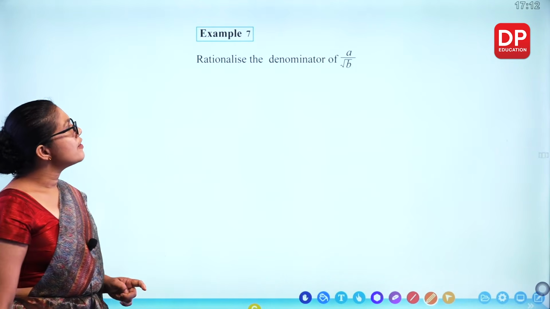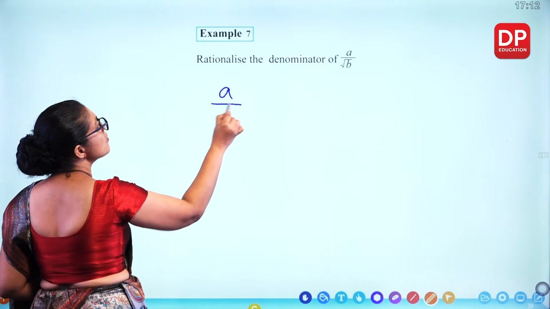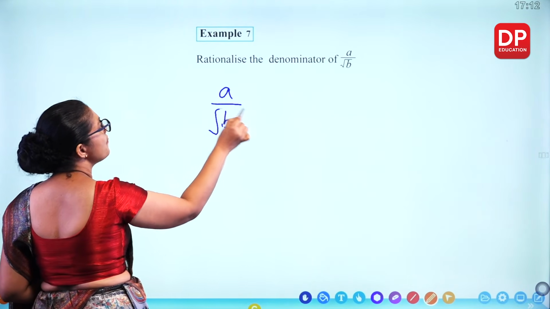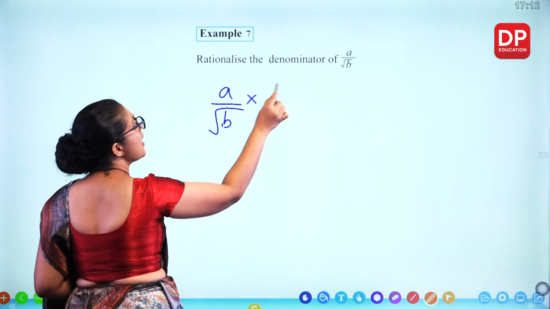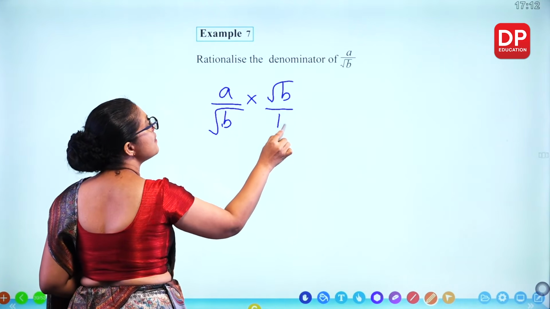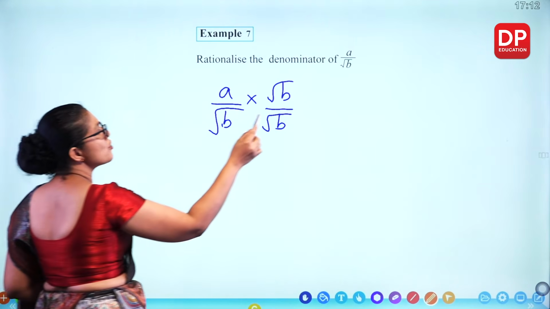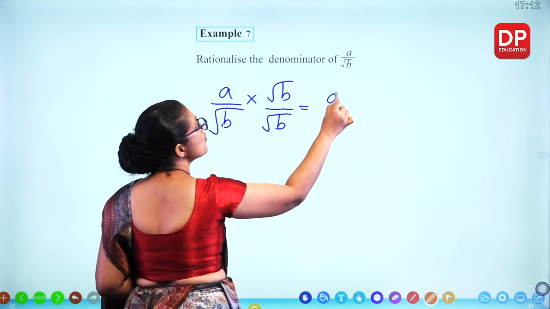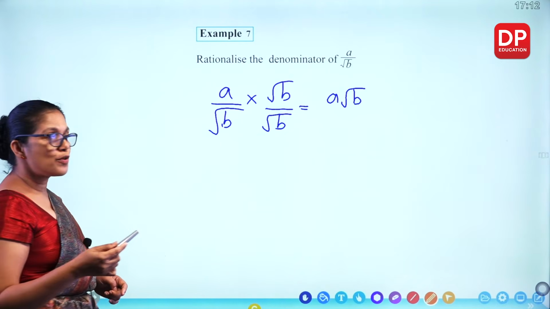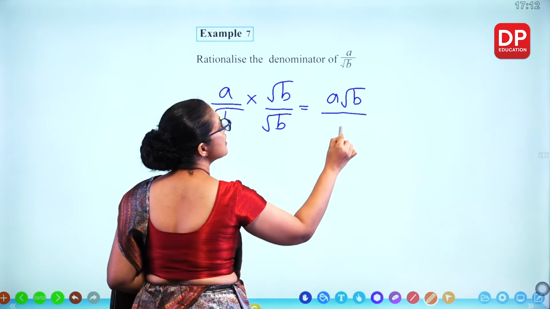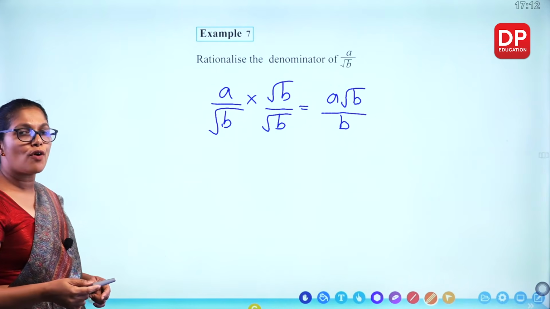Example number 7. Rationalize the denominator of a over root b. So it's an algebraic one. What you do when you want to rationalize? You multiply both the numerator and the denominator by root value. So what you get? A times root b, a root b. Root b times root b, you get b. So here this is the rationalized form.